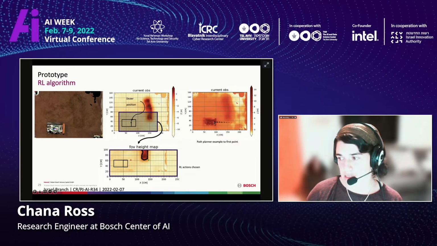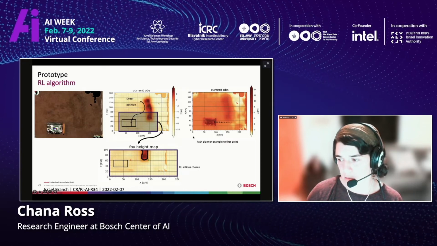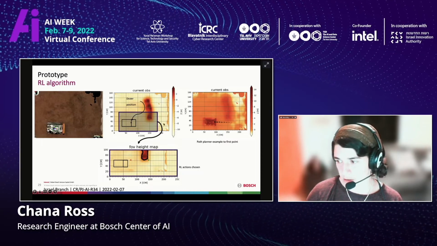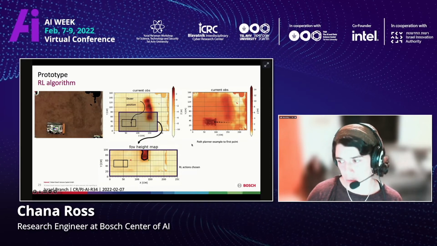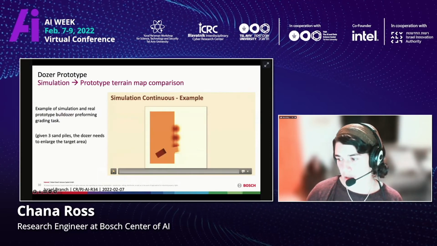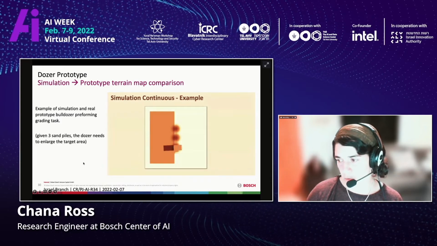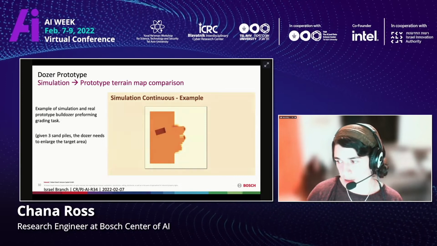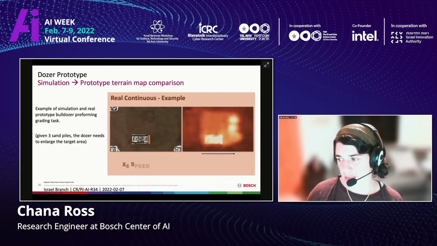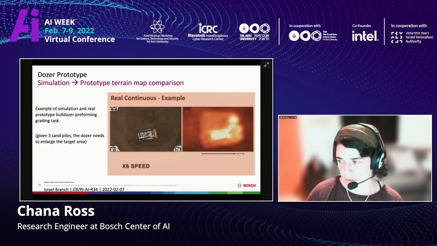And here we can already see the planner, which given the green point, plans how to move towards it. So we can actually see the full algorithm performed on our real prototype. And if we look here, we can see a comparison between our simulation, where we do a continuous problem of 3 sand piles, and then after that, the same exact problem performed in real world data.